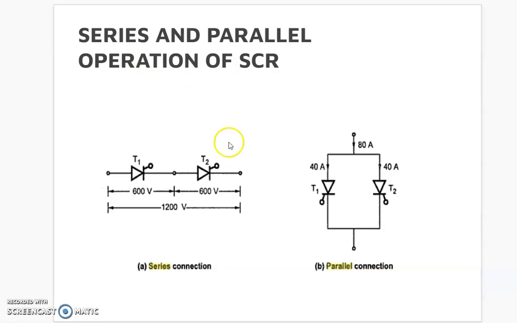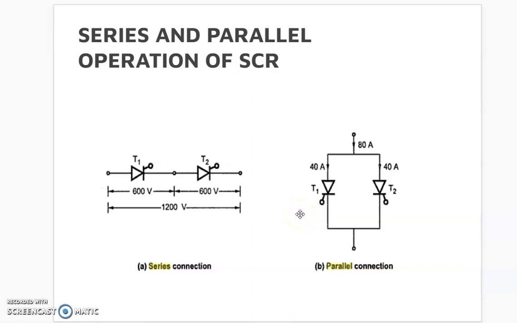So this is the series connection of the SCRs and this is the parallel connection of the SCRs. In series connection, if 1200 volts is applied, then it is shared between the two SCRs as 600 volts and 600 volts. Similarly, in parallel connection, if 80 amperes is given, then the current is shared between the two SCRs as 40 amperes and 40 amperes. This is when the SCR is operating at ideal condition.